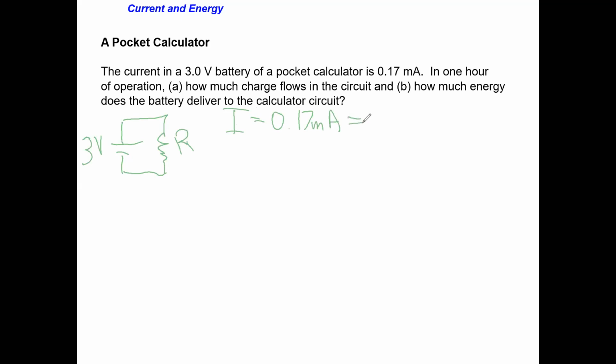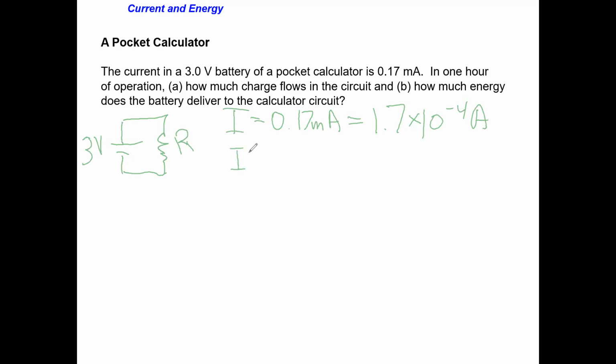The book, by the way, uses a small i for current instead of a big I, but big I is more typical, so I'm going to use that here. Okay, so that's 1.7 times 10 to the negative 4 amps. The problem asks how much charge flows.